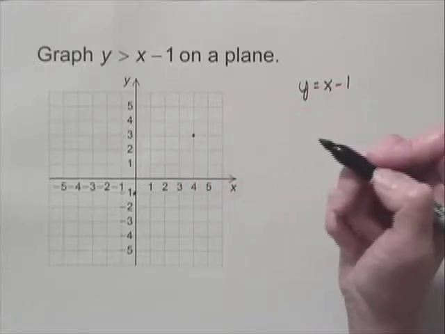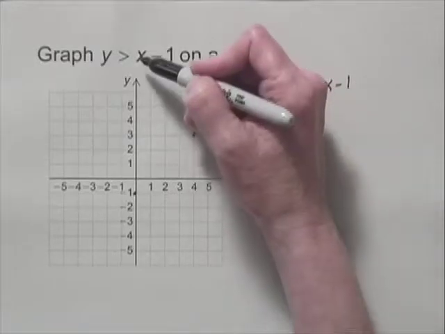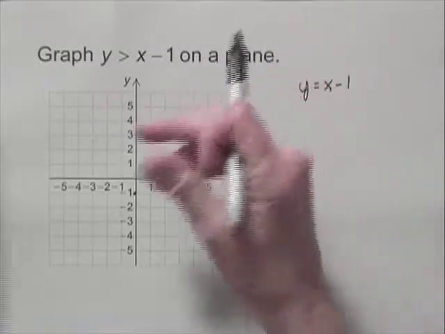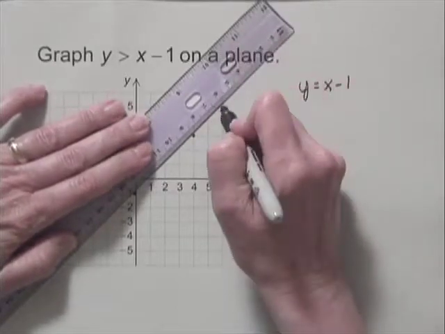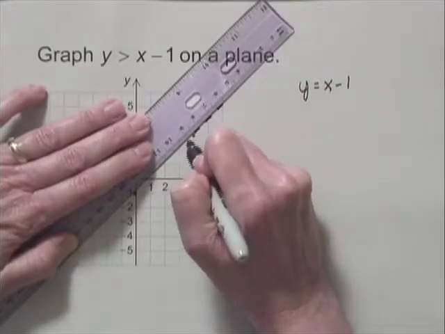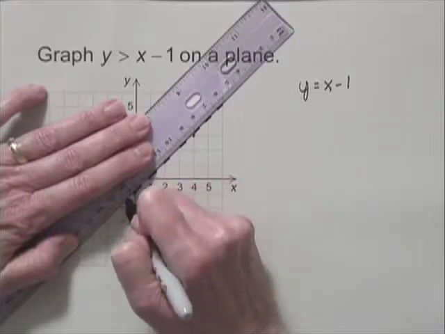Now I'm going to draw the line that contains these 2 points, and I'm going to draw it as a dashed line because the inequality symbol is greater than. So just drawing the dashed line that contains the 2 points that we found.